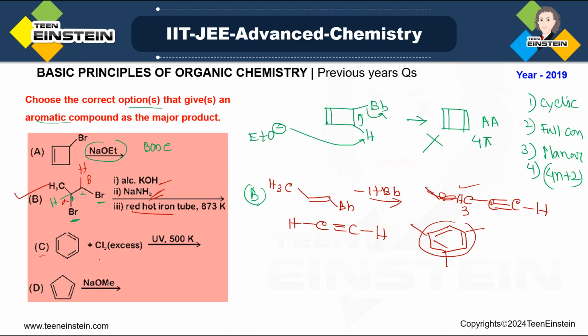What about C? When you are using excess chlorine, under this condition, UV, very high temperature, basically all these C=C double bonds will be broken. You will be getting a product something like this, where all the positions will have Cl. A total of 6 chlorines will be there. But aromaticity is lost. So this is not the correct answer. Last one.